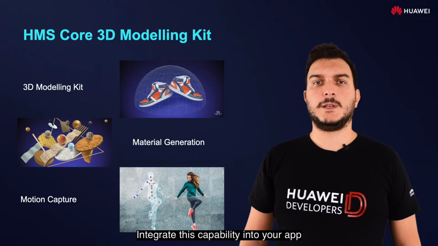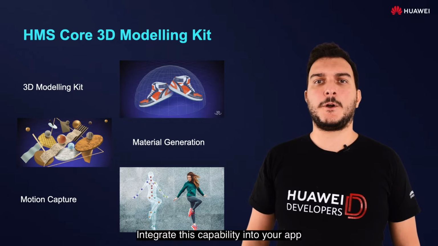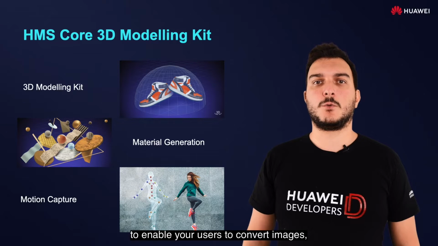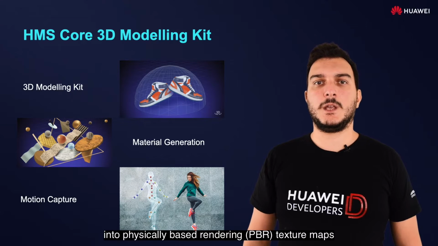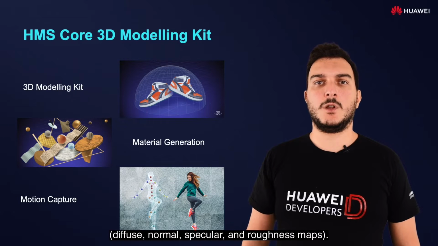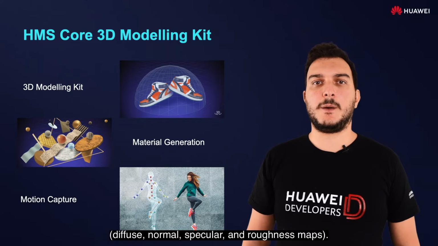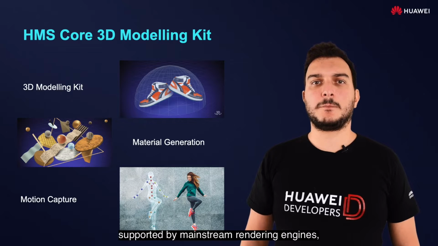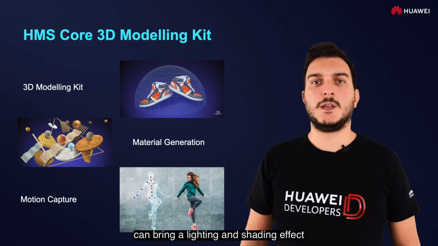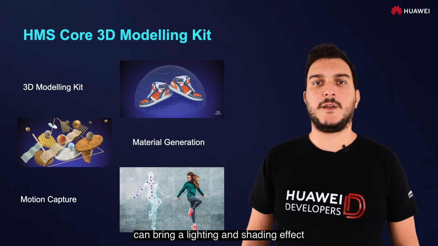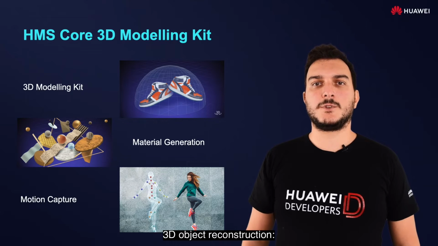Material generation. Integrate this capability into your app to enable your users to convert images with just one click into physically based rendering, PBR, texture maps: diffuse, normal, specular, and roughness maps. These texture maps, supported by mainstream rendering engines, can bring a lighting and shading effect which resembles that in the real world.